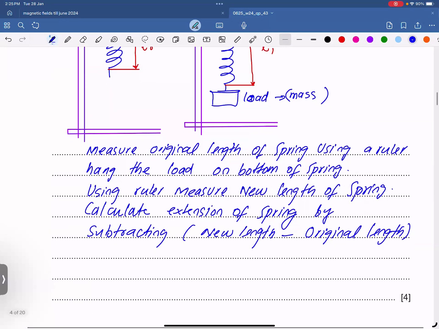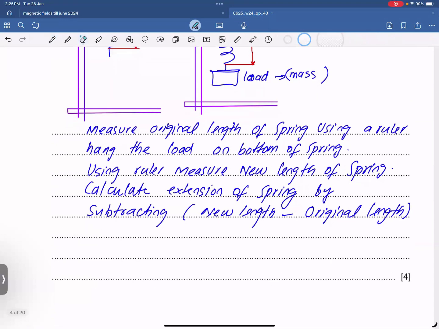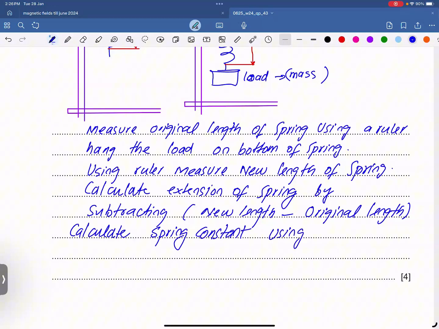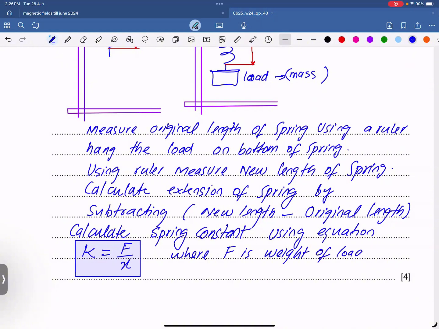After that, what do you do? You calculate the spring constant using the equation K equals F upon X. Here, I want you to write the key where F is the weight of the load and X is the extension. Now, let's go back to the question.